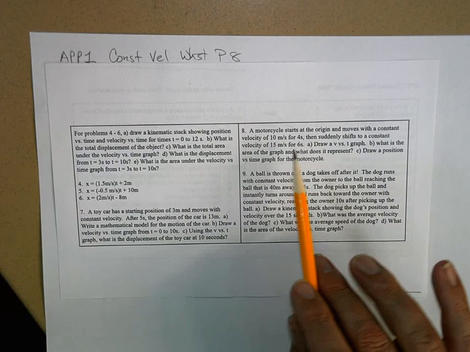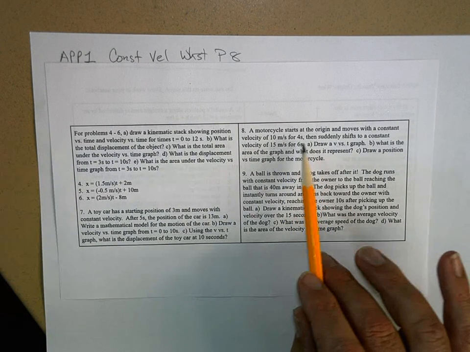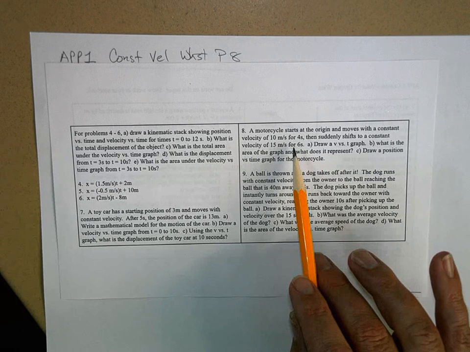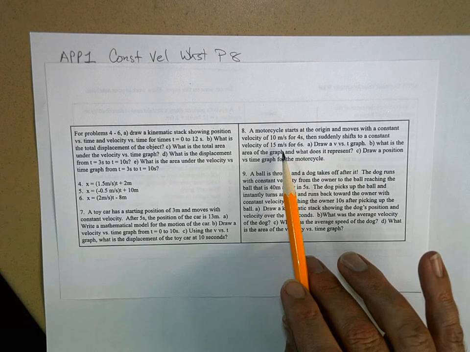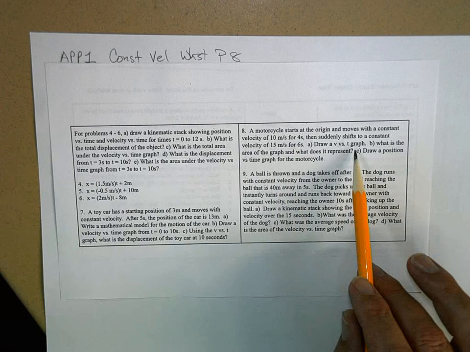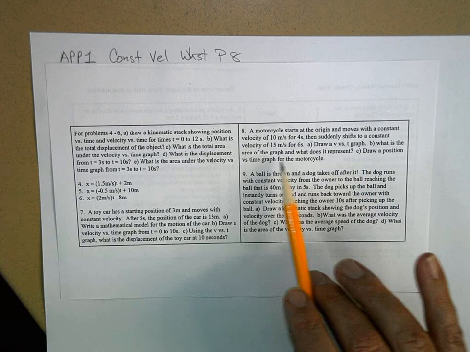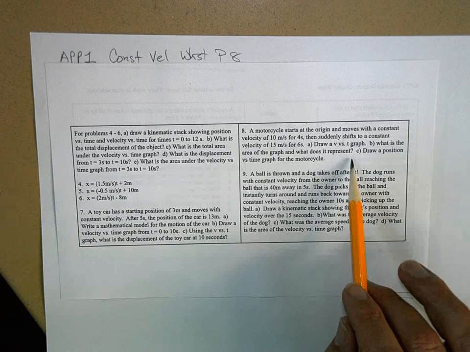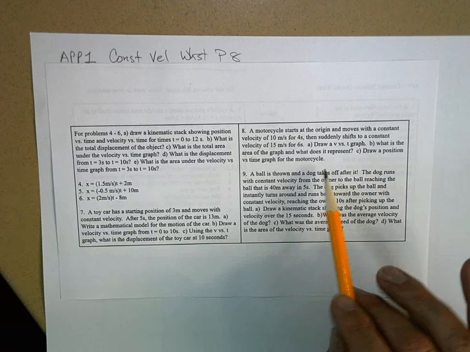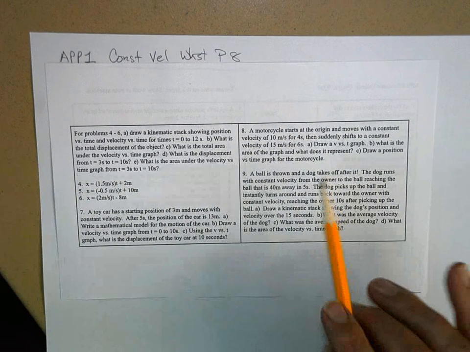It says, a motorcycle starts at the origin and moves with a constant velocity of 10 meters per second for 4 seconds. Then suddenly shifts to a constant velocity of 15 meters per second for 6 seconds. Draw a velocity versus time graph. What is the area of the graph and what does it represent? And C, draw position versus time graph for the motorcycle.